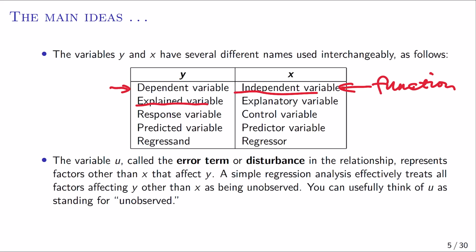Also we have the response variable and the control variable. This is more like in clinical trials or in the science fields, where they can do experiments. They could control x and see how y responds to the control of x. And we have the predicted variable and the predictor variable. This one is more popular now because in big data, we always want to predict y based on what we have on x. Then we also have the regressand and the regressor. This one is not that popular. In our class, I would recommend the first two pairs.